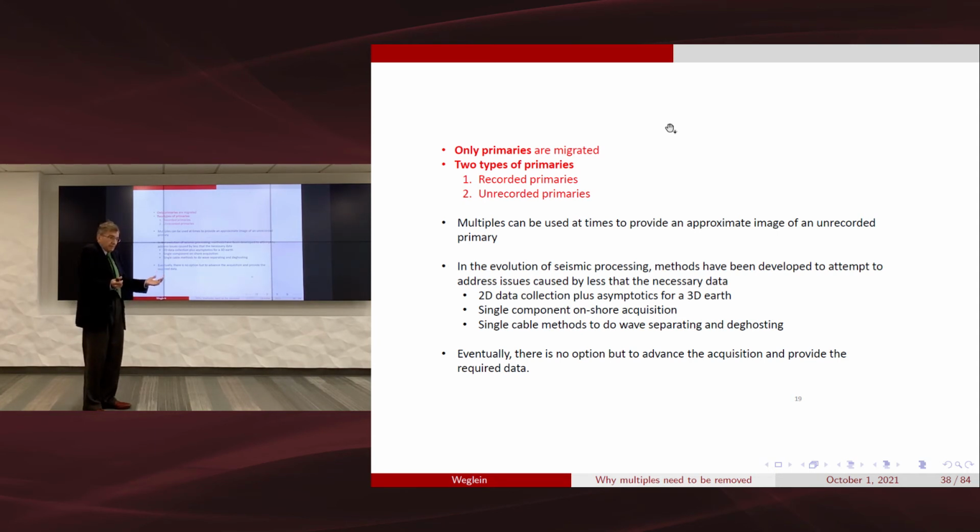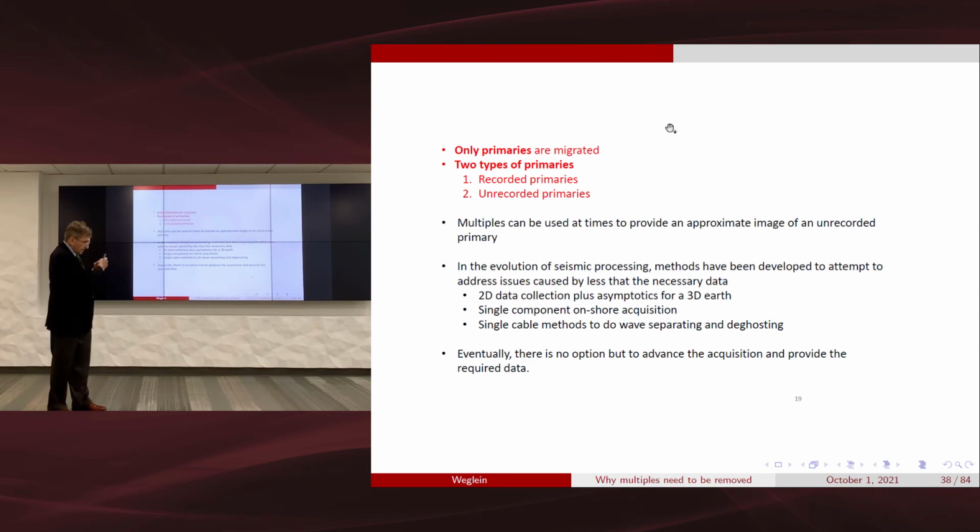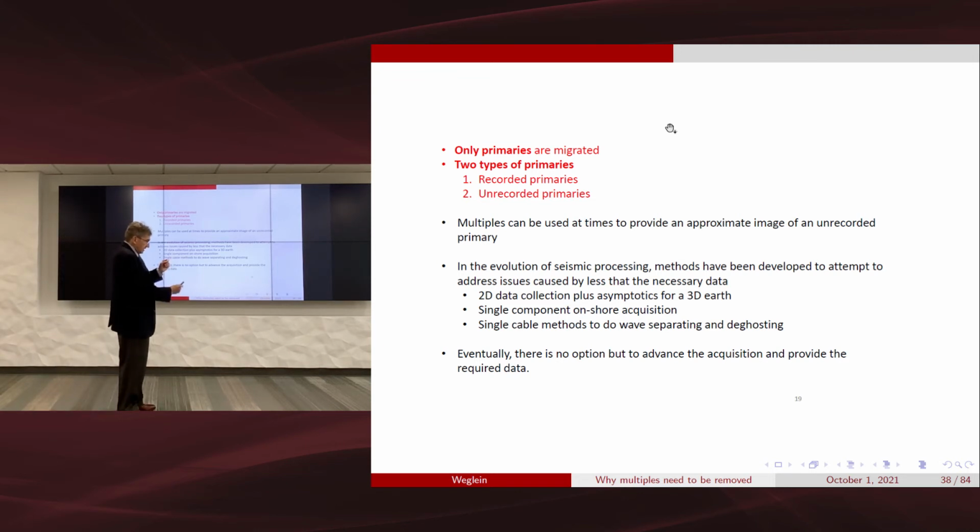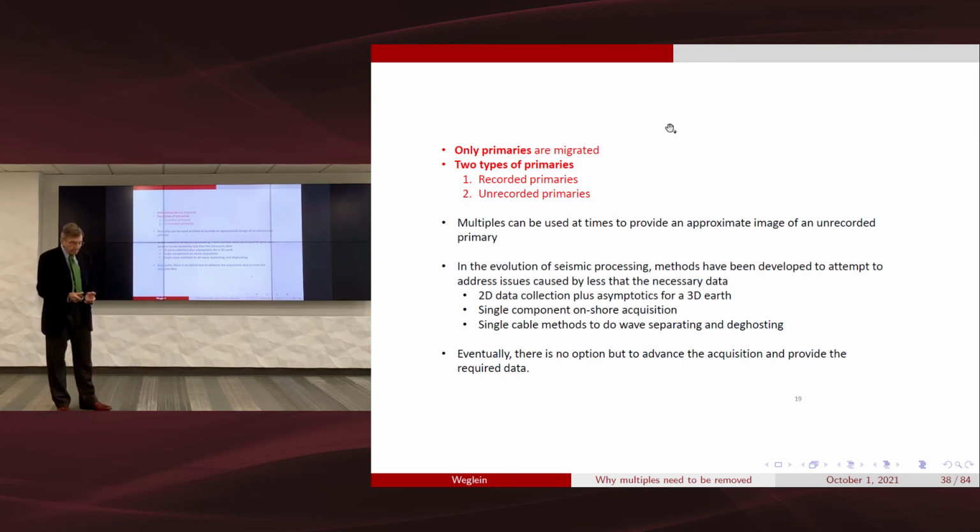There's several reasons. If you're migrating multiples, going back to migrate primaries, migrate multiples, why get rid of multiples? We'll see why you have to get rid of multiples. So there's two types of primaries, okay? Those that you've recorded and those you haven't recorded, yes? That's a way to classify. Multiples can be used at times to provide an approximate image of an unrecorded primary. In other words, you have a source and receiver, and there's a single upward reflection, but you don't have a receiver there. So it's unrecorded. Or there's a bounce like this, and you didn't have a shot here, yes? In other words, either or both would give you a missing primary, yes? So you can use a multiple at times to get an approximate image of an unrecorded primary, and it's a direct method, okay?